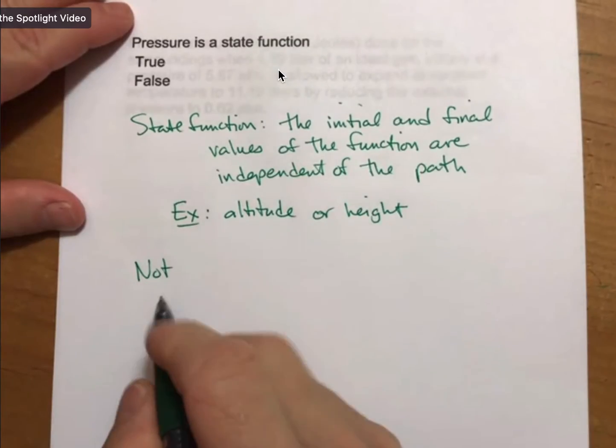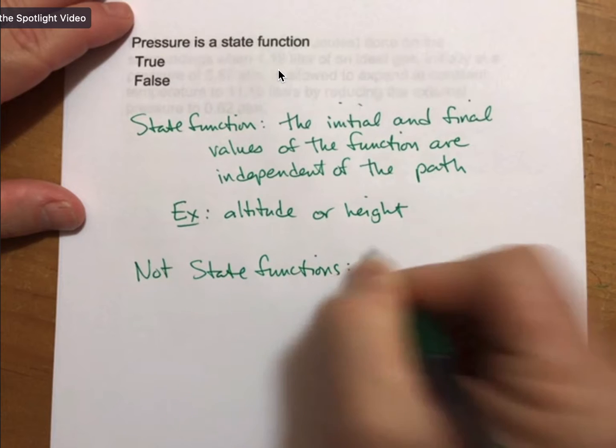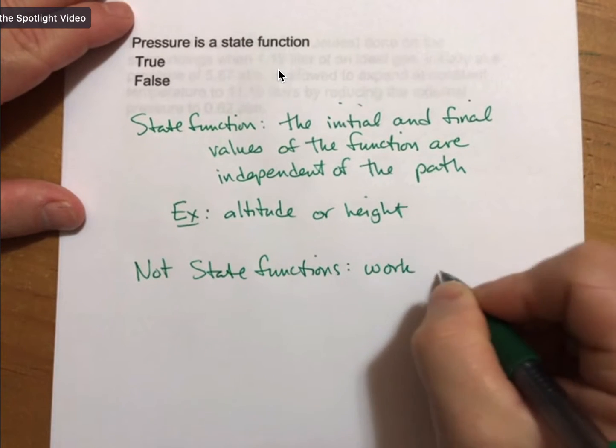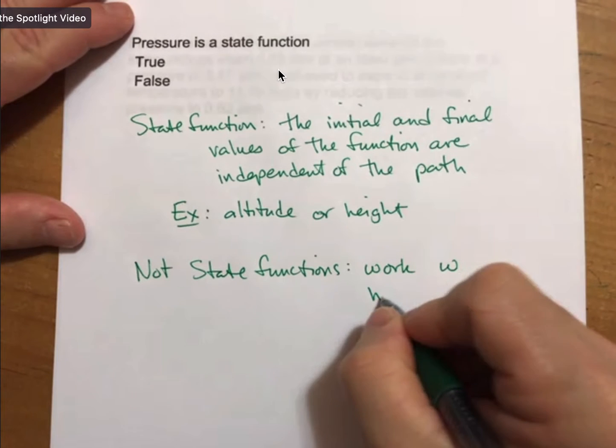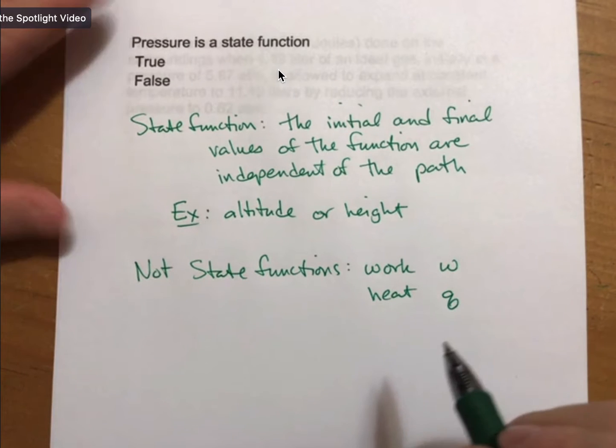concept, but what it means to be a state function is that we can use it in chemistry. So anything we use in chemistry is a state function with two notable exceptions. So now let me put it back to my page. Not state functions: work, which is W, and heat, which is lowercase q. That's a lowercase q with a little curly there.